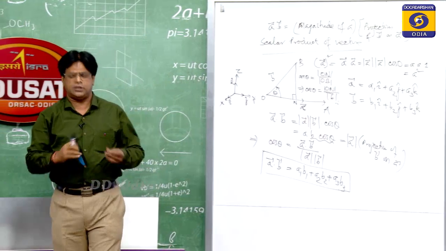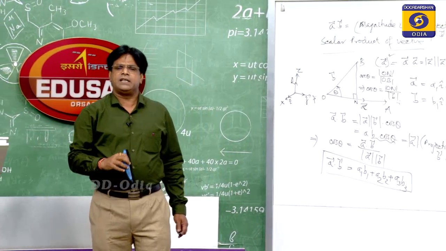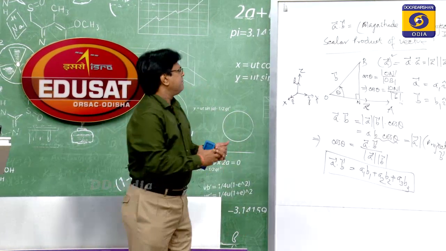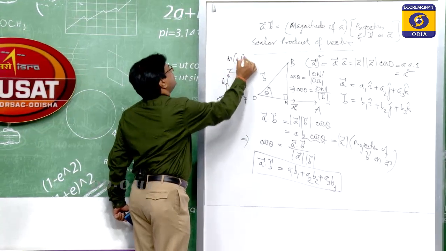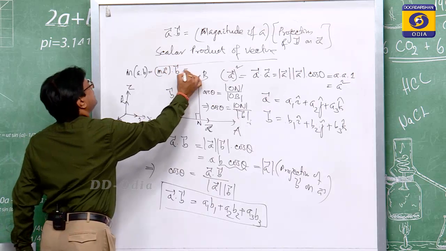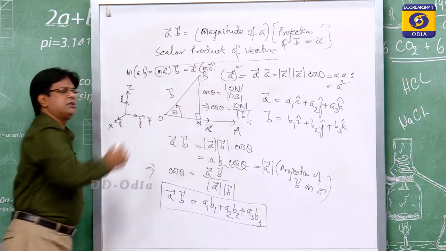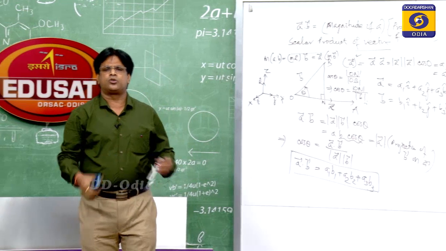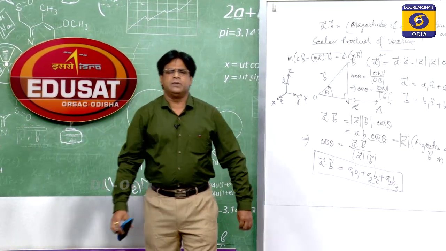Similarly, the scalar product is also associative with respect to a scalar. If we multiply a scalar with a dot product, m into A dot B can also be written as m A dot B, or is equal to A dot m B. We have already discussed this in an earlier class. For any two vectors A and B, A plus B the whole square is equal to A square plus B square plus 2 into A dot B.